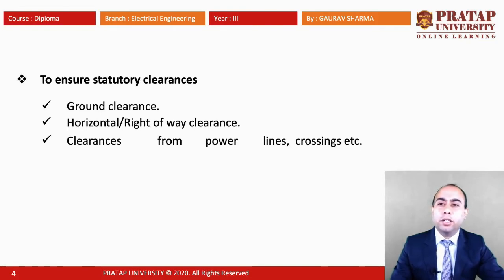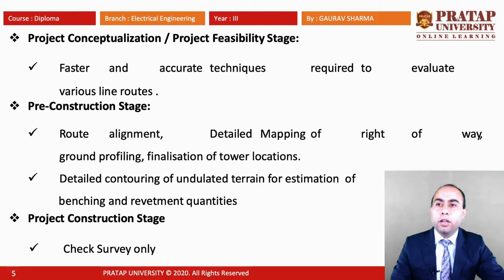Now, to ensure safe clearance, we have to maintain ground clearance, horizontal or right of way clearance, and clearance from other power lines. If there is a crossing and a power line is already there, we have to take clearance from it also. There are also the project feasibility stage, the pre-construction stage and the project construction stage, and in the project construction stage we are checking the survey only.